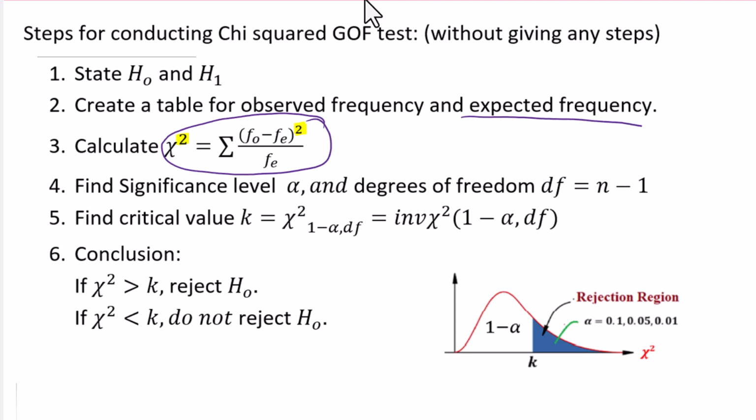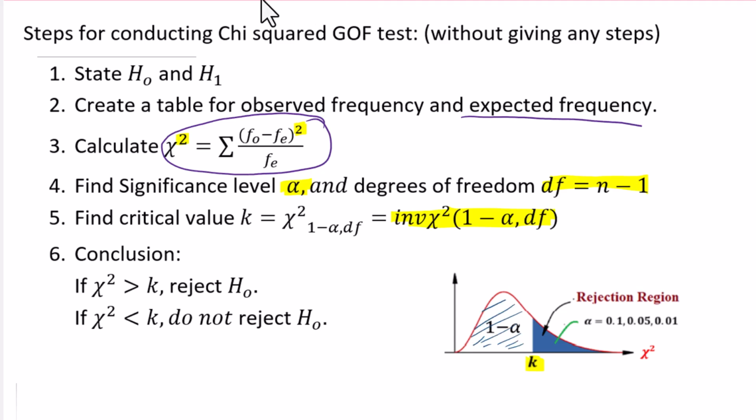Find the significance level alpha and degrees of freedom using this formula. N is the number of samples. Step 5, find the critical value by using inverse chi-squared. This is a critical value. We will use inverse chi-squared to figure this K out.